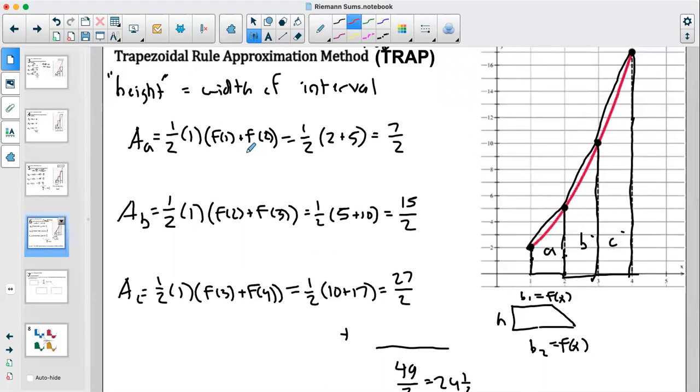You might notice, and we're going to use this fact later, that the f of 2 shows up twice in this formula. The f of 3 shows up twice in this formula. And when we add all these things together, it's really like we're doing 1 f of 1, and 2 f of 2s, and 2 f of 3s, 1 f of 4. We'll see the details of why that works that way later. Sometimes the formulas look a little tricky.